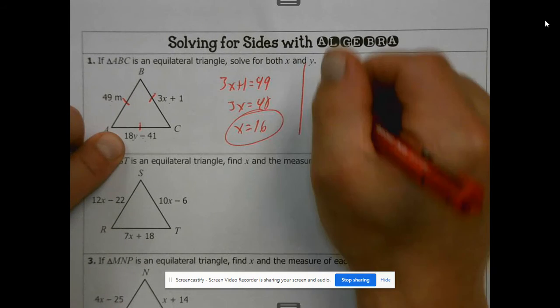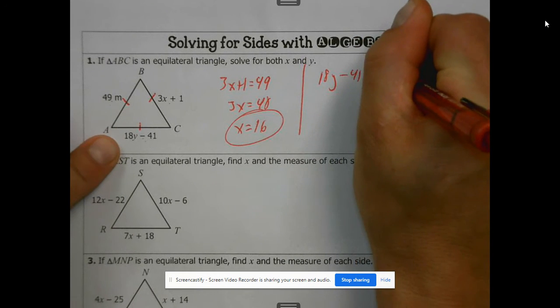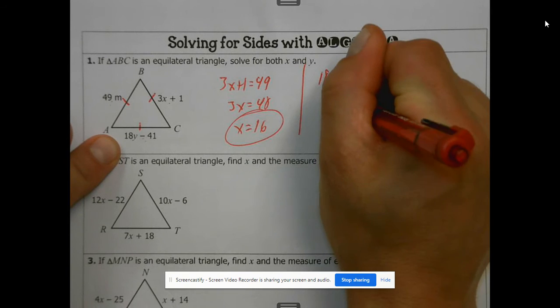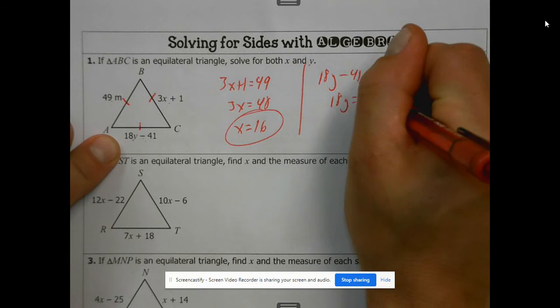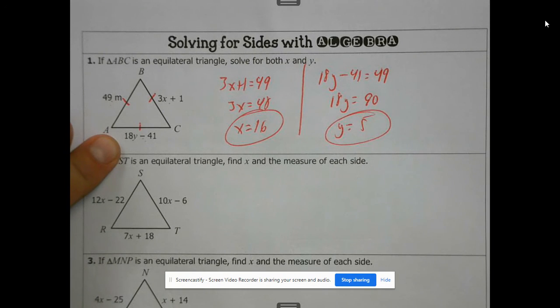For the y's, 18y minus 41 is 49. Add the 41 over to get 90, and 18 goes in there 5 times.